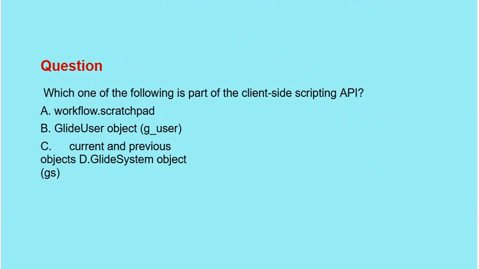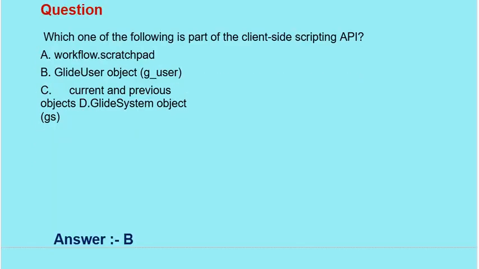Question is which one of the following is part of the client-side scripting API? Option A workflow.scratchpad. Option B glide user object within bracket g_user. Option C current and previous objects. Option D glide system object within bracket gs. Correct answer is option B.